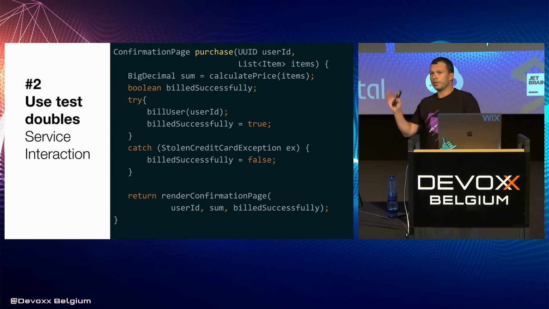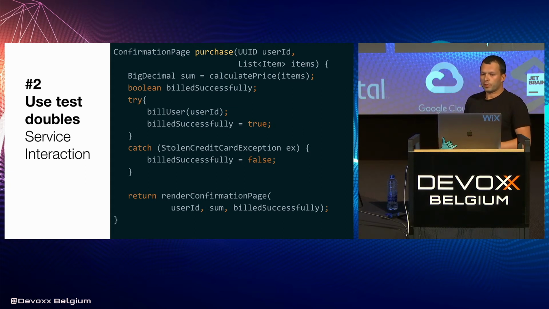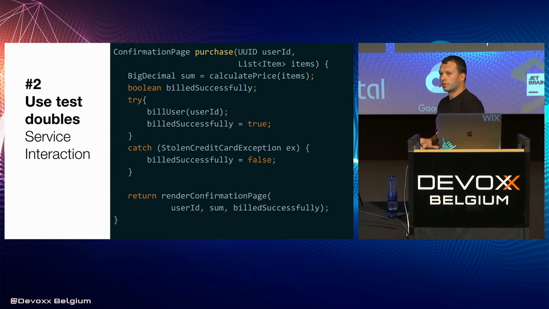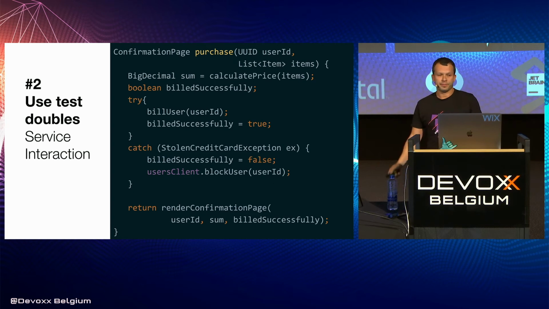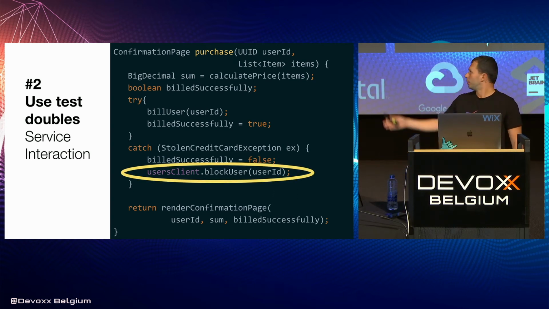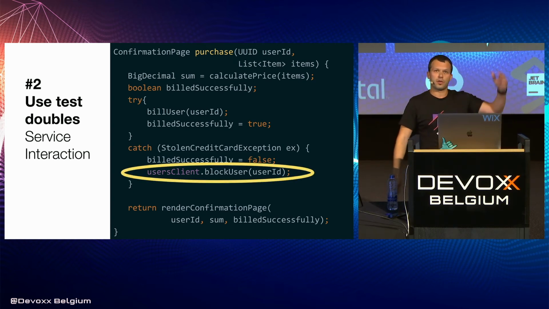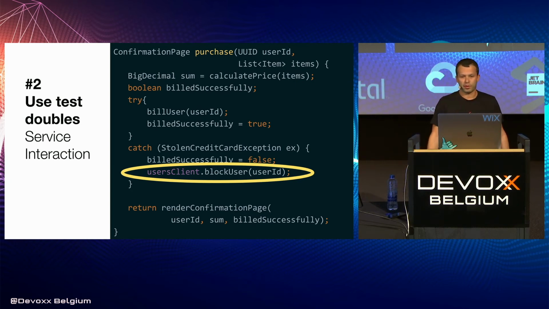Now we have this code, and your boss comes to you and says, you know what? We are seeing a lot of usage of stolen credit cards. Let's just block these users. Like, if a user comes with a stolen credit card, you want to block it. So you say, of course, it's really easy. I'll just add this line here. Okay? I know how to do it. I read the documentation. So we block the user.